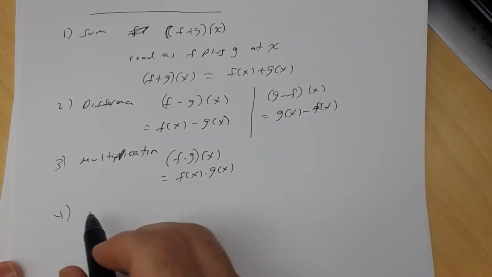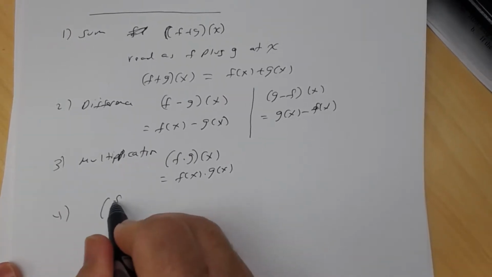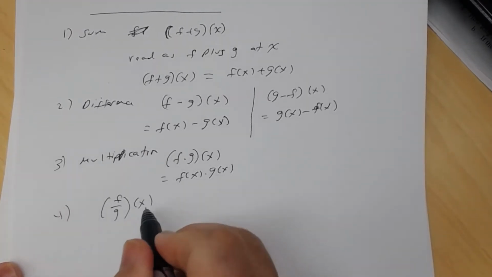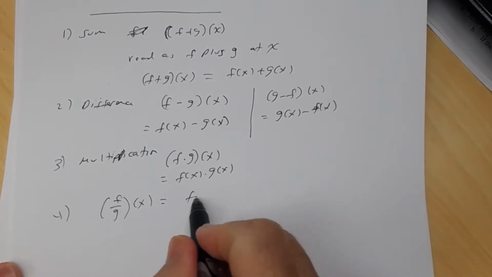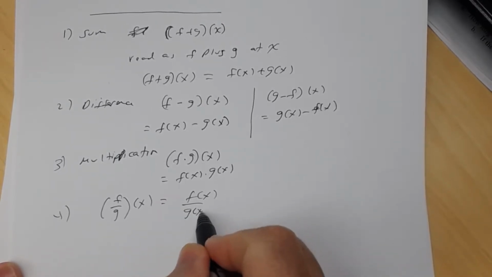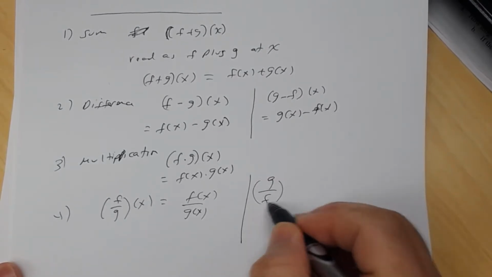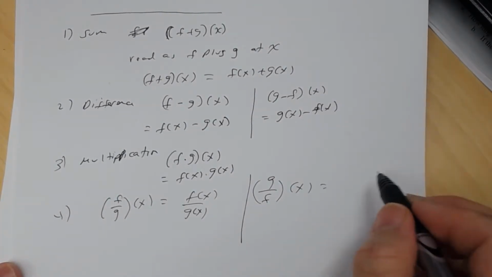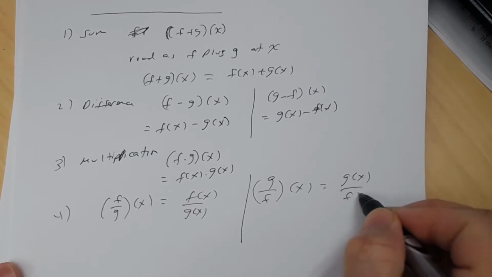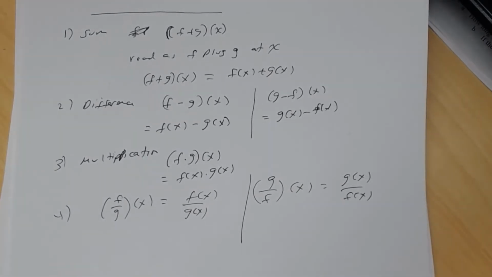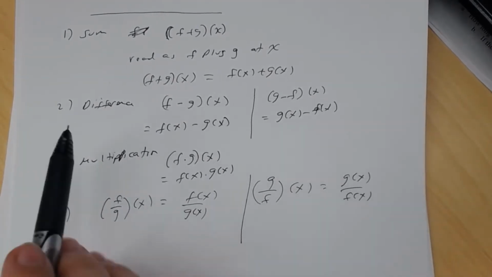Number 4, division. If you have f divided by g at x, just like this, then that would be f of x divided by g of x. Right? And you could also have g divided by f at x, then that would be g of x divided by f of x. Okay?